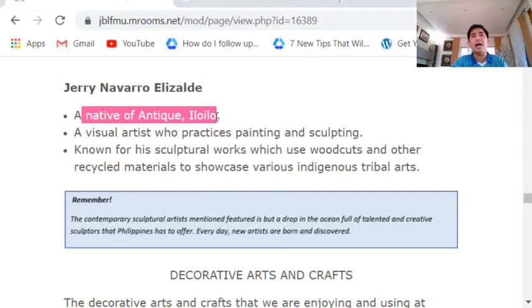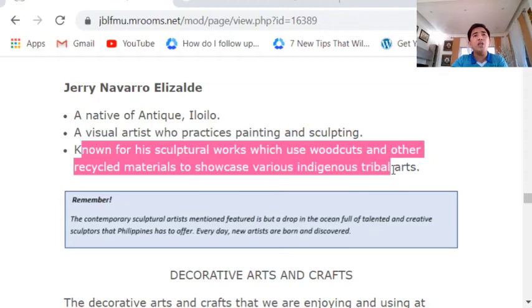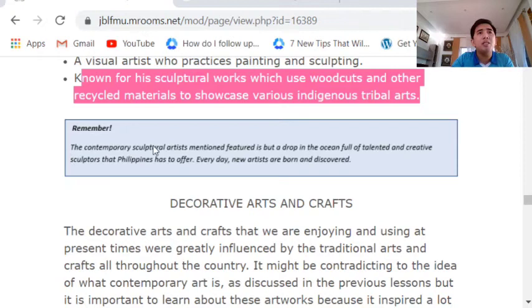So, mga taga-Antique, I hope na kilala ninyo si Jerry Elizalde. A visual artist who practices painting and sculpting. Known for his sculptural works which use woodcuts and other recycled materials to showcase various indigenous tribal artists. Remember, okay, the contemporary sculptural artists mentioned or featured here are but a drop in the ocean full of talented and creative sculptors that the Philippines has to offer. Every day, new artists are born and discovered.